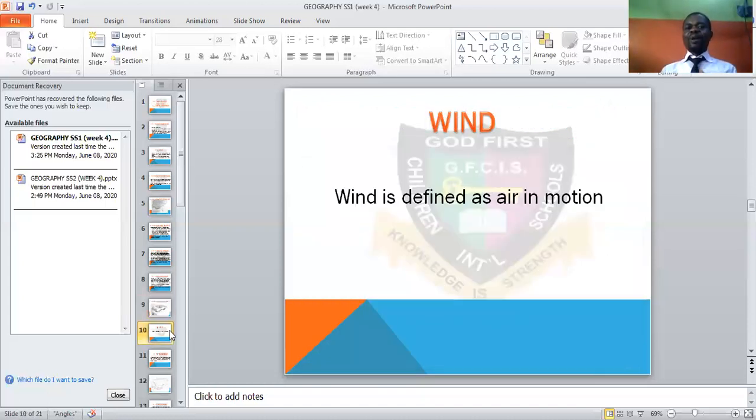Then what is wind? Wind is defined as air in motion. We're also going to look at the tides. Air in motion comes with full force, not just the one that touches you cool and then leaves you. That's what we mean by that. It's always called air in motion.